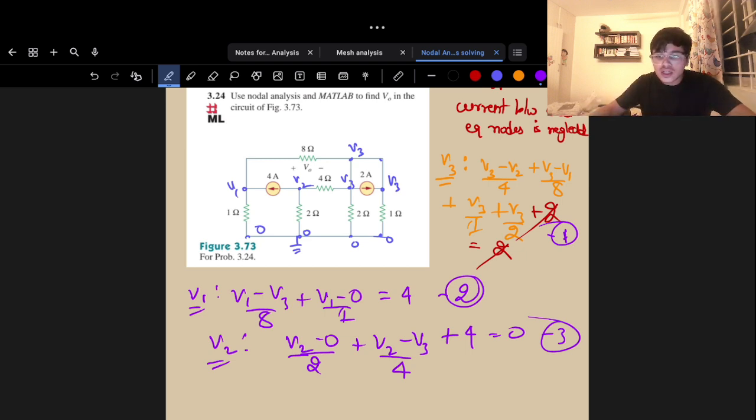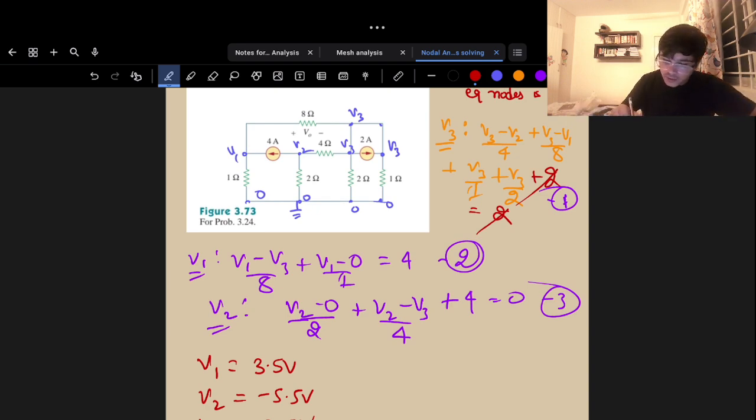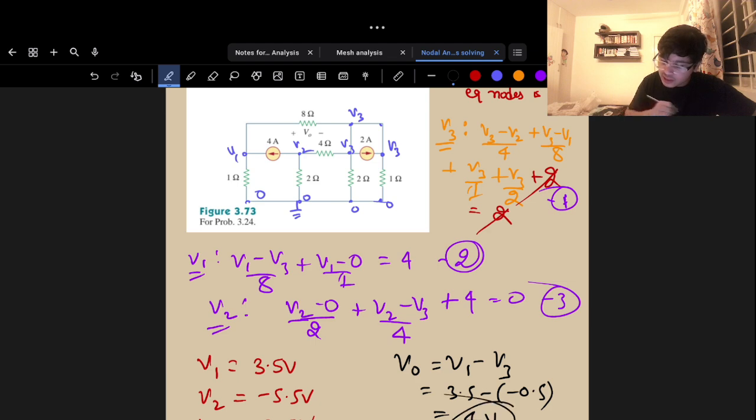Okay, so I think I solved it. You get V1 is equal to 3.5 volts, V2 is equal to minus 5.5 volts, V3 is equal to minus 0.5 volts. And let's understand this V naught. The question is essentially asking us to find something called V naught. V naught is equal to V1 minus V3. So simply do 3.5 minus of minus 0.5, you will get 4 volts as the answer. This is my answer to the question.